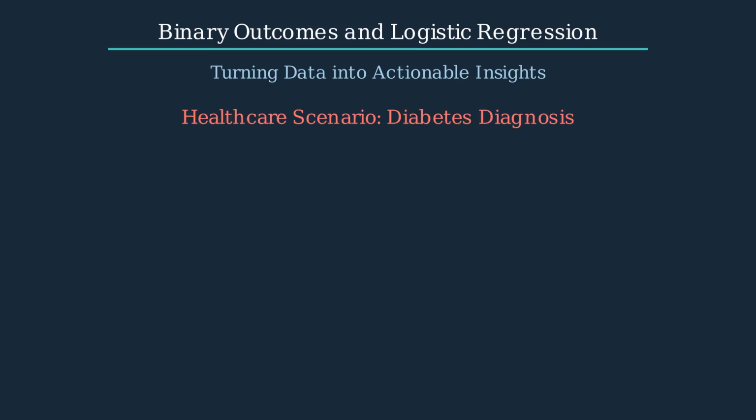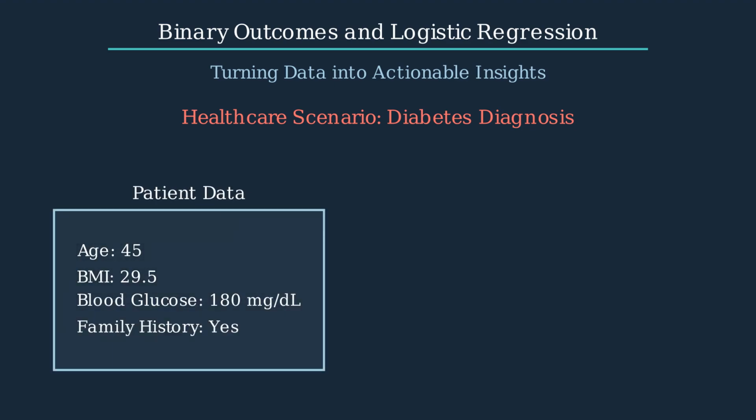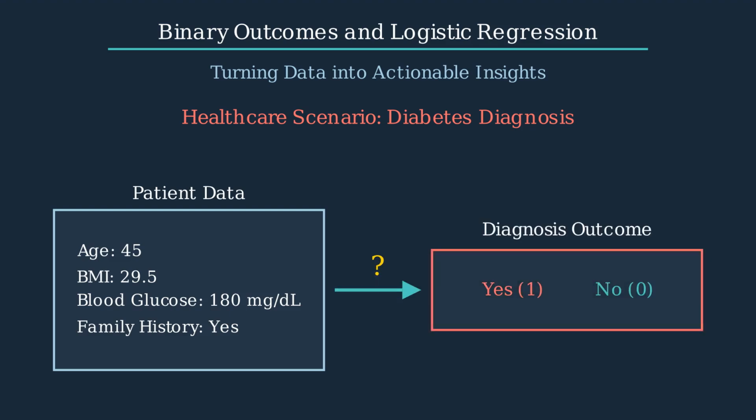Consider a healthcare scenario where we need to diagnose if a patient has diabetes. We collect various data points about the patient, such as age, BMI, blood glucose levels, and family history. Based on this data, we need to determine a binary outcome. Does the patient have diabetes or not?